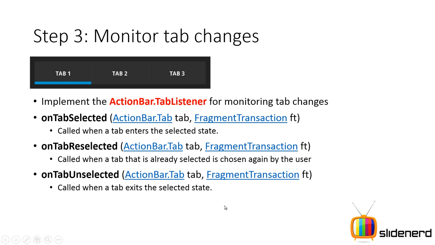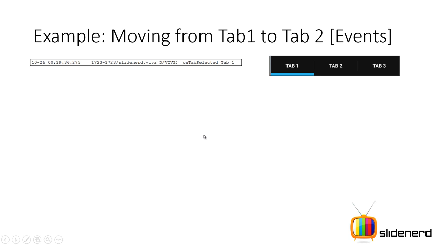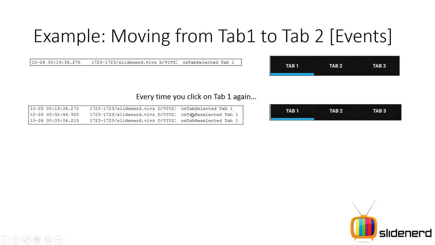So let us exactly see how these three methods work in a little more detail now. Let's take a small example to understand what are the different events that get fired when the user goes from tab 1 to tab 2. First of all, my app starts, and as you guys notice, onTabSelected is being called over here. Now when I click on tab 1 again, it's gonna call onTabReselected tab 1. Again you click on that, again onTabReselected will be called.